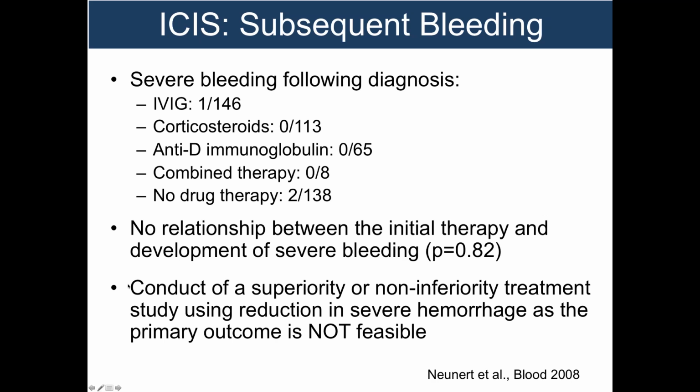Actually, the main conclusion of this work was that to conduct a superiority or non-inferiority treatment study, so if we wanted to show that treatment at diagnosis was powered to reduce bleeding symptoms, we would need 900 patients per study arm. It was just not felt that this was a feasible outcome for a randomized trial, even though it's probably the outcome that matters most to us as clinicians and is likely what's driving a lot of therapy at diagnosis.